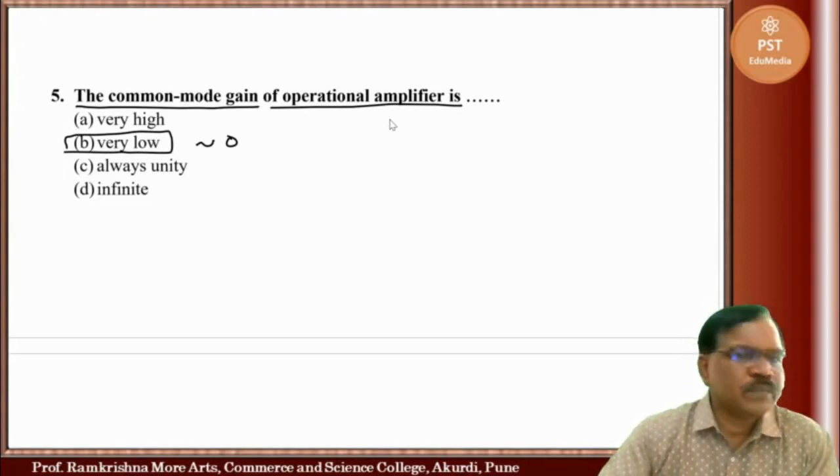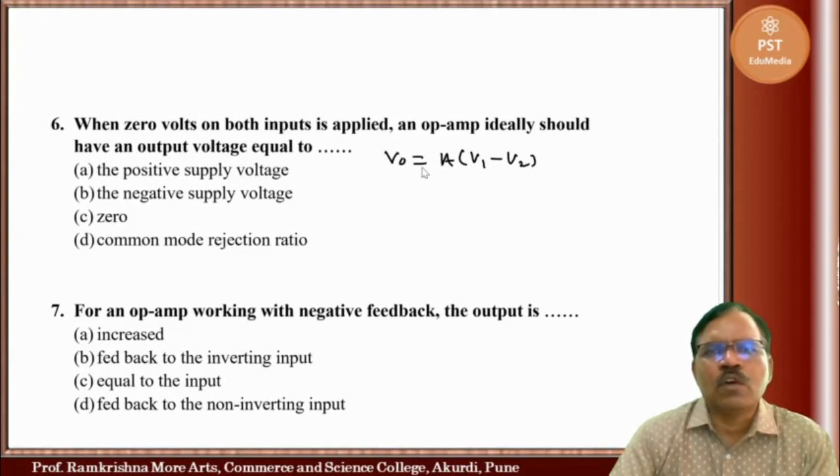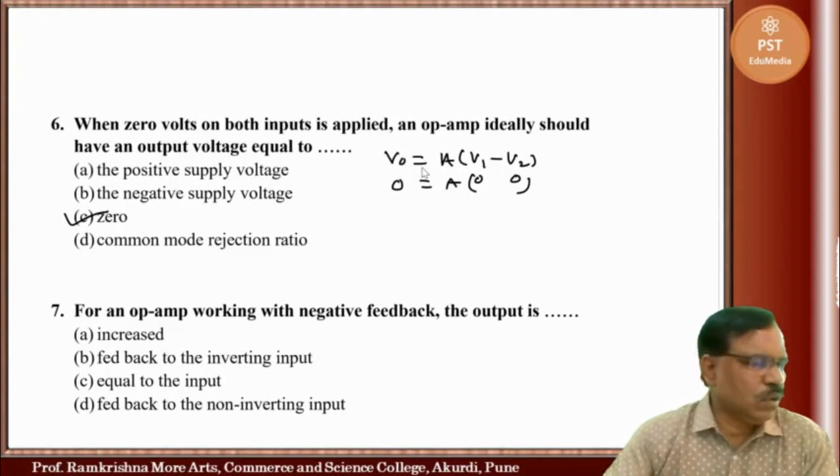Now next one, when 0 volts on both inputs is applied, an operational amplifier ideally should have an output voltage equal to, we know V0 is equal to A times (V1 minus V2). Now V1 is 0, V2 is 0, A is gain, that is very high, so you will get 0 output.